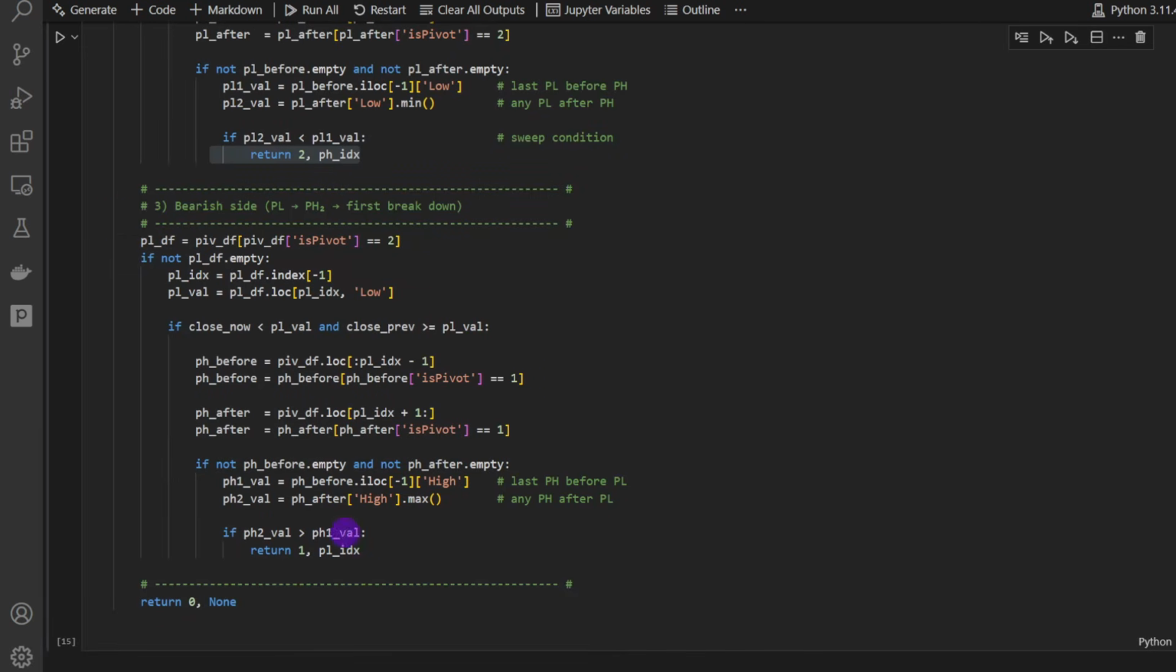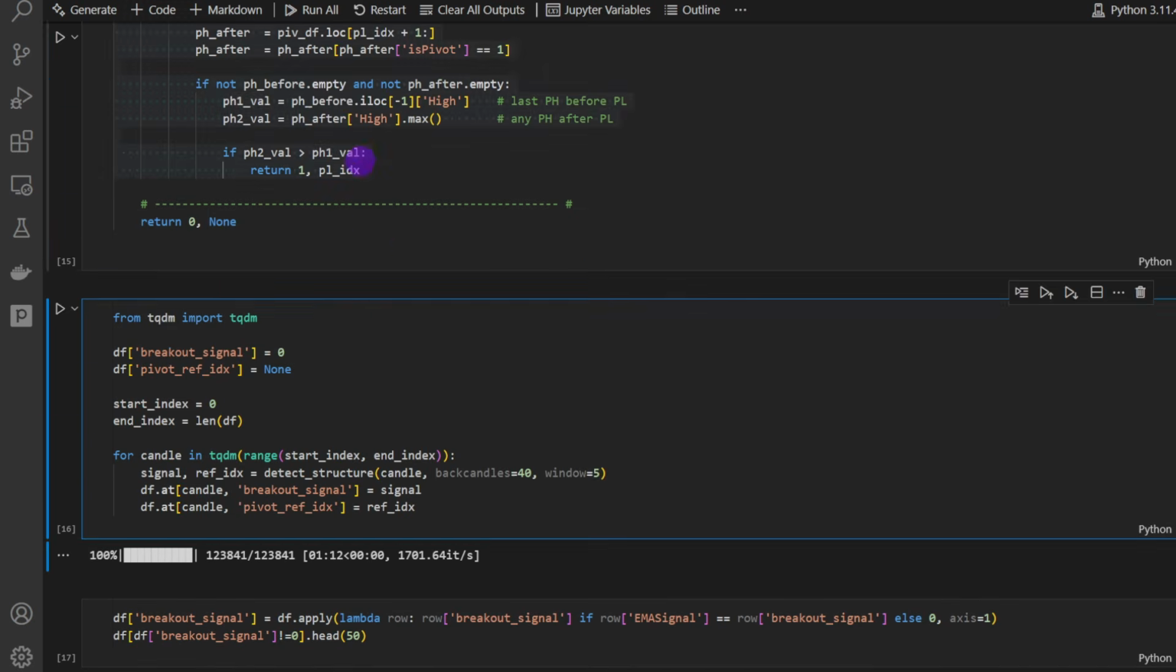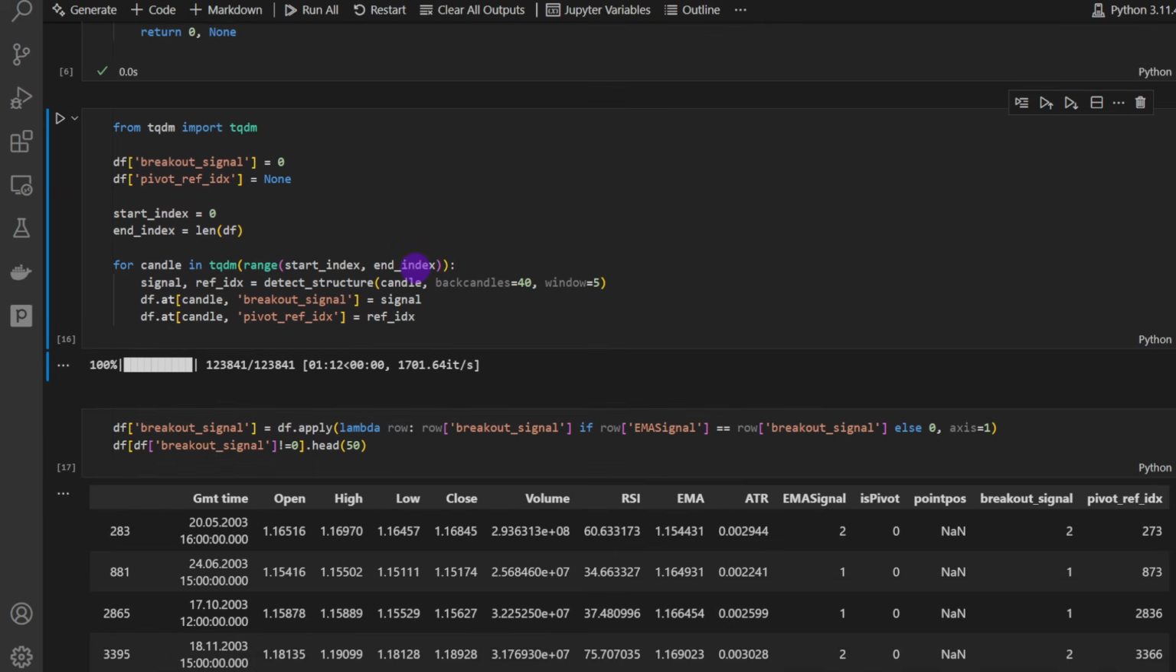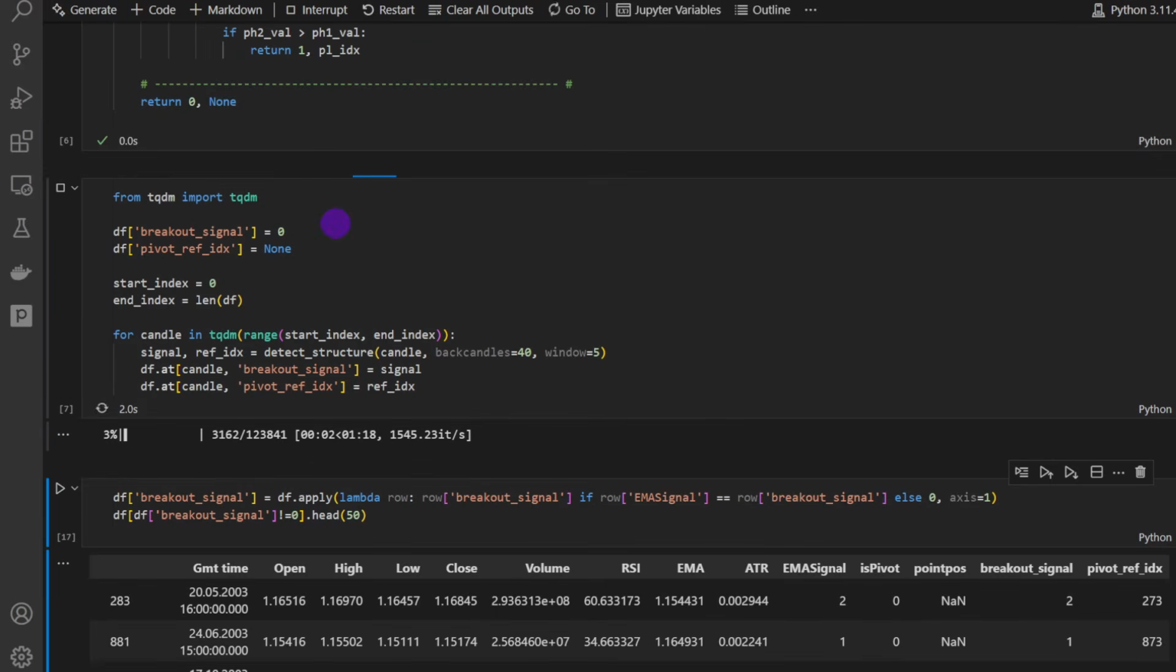Then we have the bearish side, and we're going to run this function, applying it to the whole data frame, so we can save these into a new column.